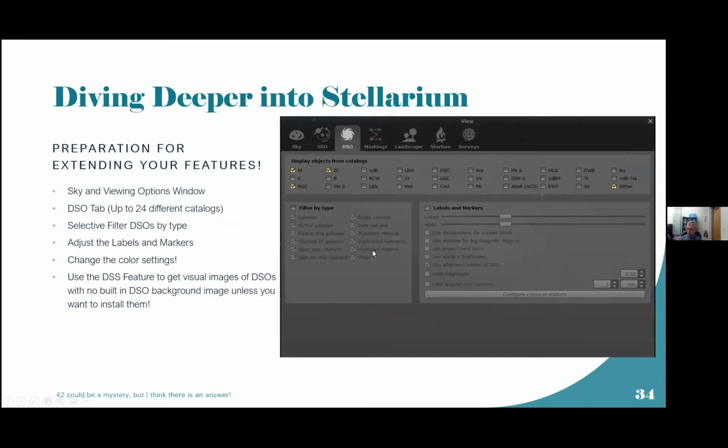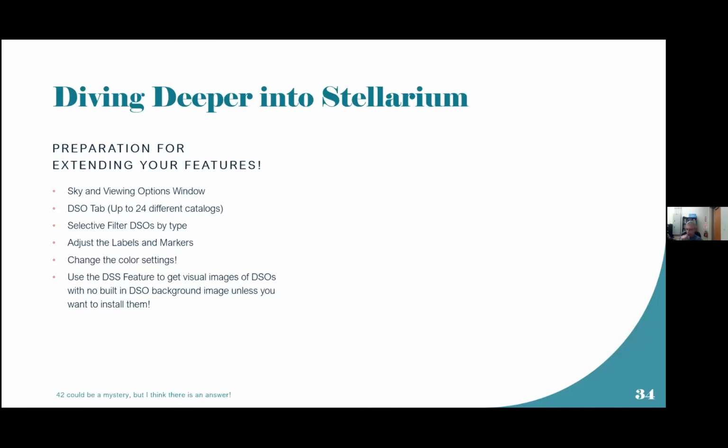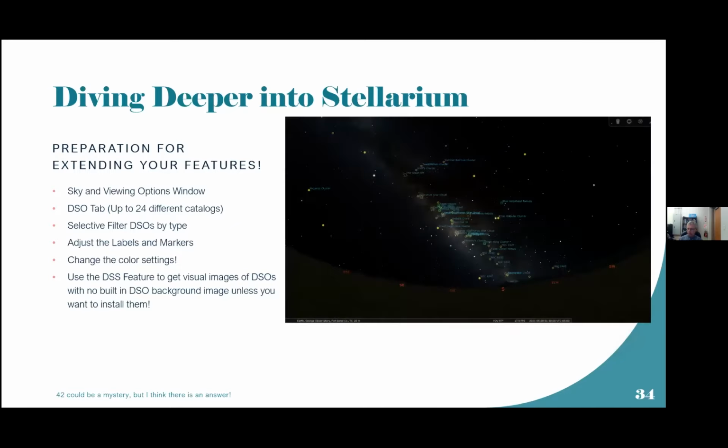You can filter types of objects. You can adjust surface brightness. All you have to do is click on the labels and markers, click on the filter by type, and you can adjust everything. You can even configure the colors of the markers. And you can even limit the angular size of your objects. So you have a lot of options for what type of objects you want to appear on the night sky. So this is your adaptable, adjustable star atlas.